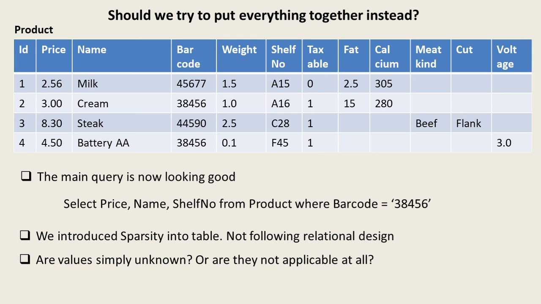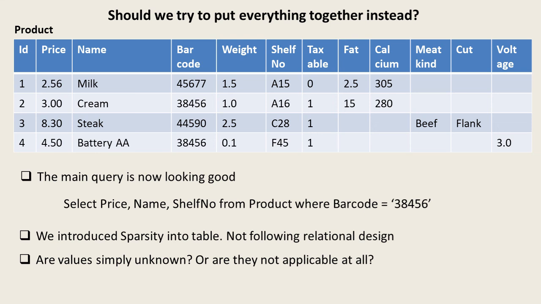You need to ask yourself why this cell is empty. Is it empty because the value is simply unknown? But it could be known, so it could actually be assigned to this particular object. Or is this value, or that column, not making any sense at all, meaning that it's not even applicable to this object? In this case, sparsity is really a very bad thing.